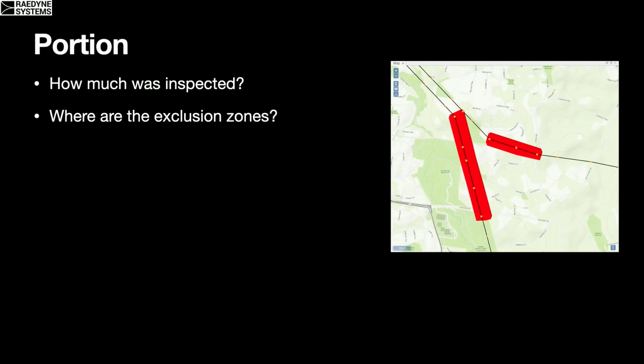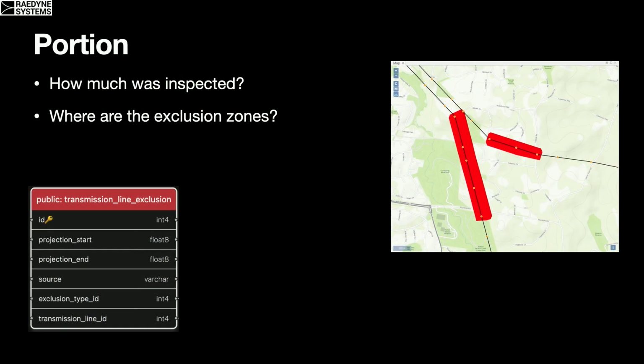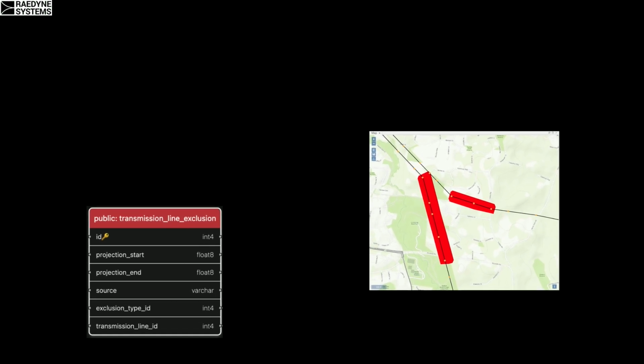Something else that I wanted to tell you about is a library called Portion. We use that a lot to tell us how much was inspected, how much was excluded because of no-fly zones. You can't fly a helicopter everywhere. And you can calculate the length of these distances too. So this is our model for an exclusion zone. It has a start and an end projection. So that's like between 0 and 1.